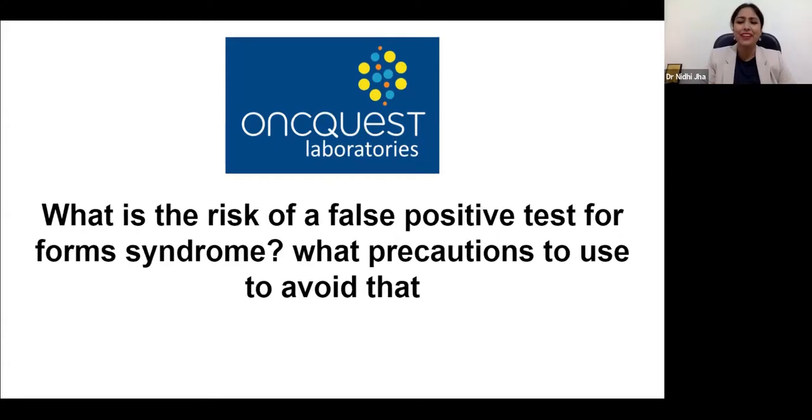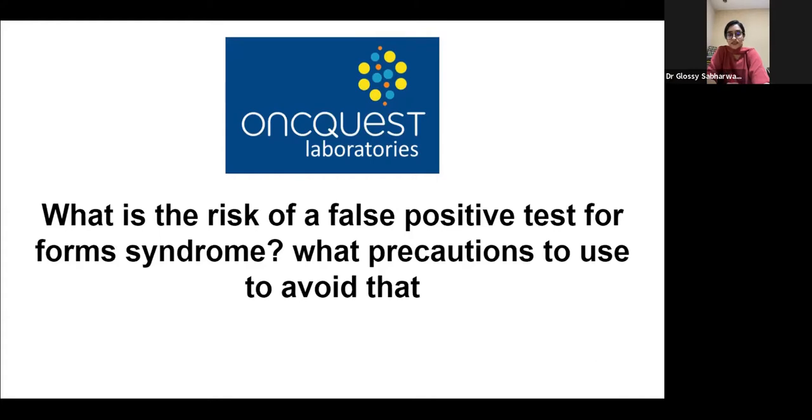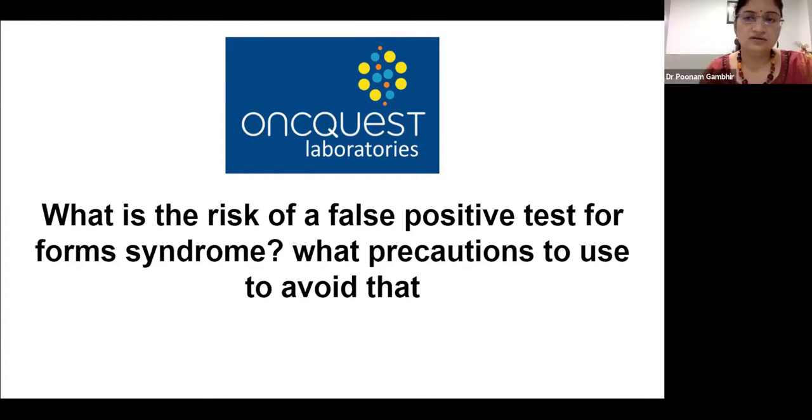Generally, I am not very comfortable. Whenever we offer someone an NIPT, I feel that they should go to the lab and get it done. Absolutely, I agree, because the way it is transported is very important.